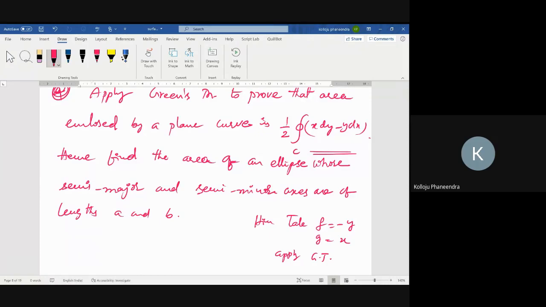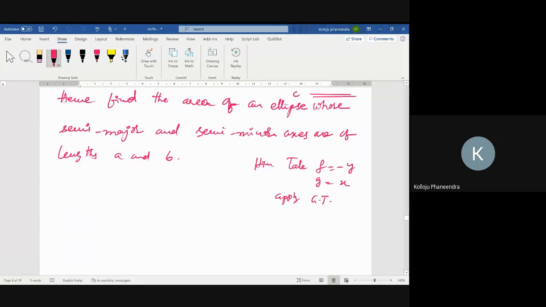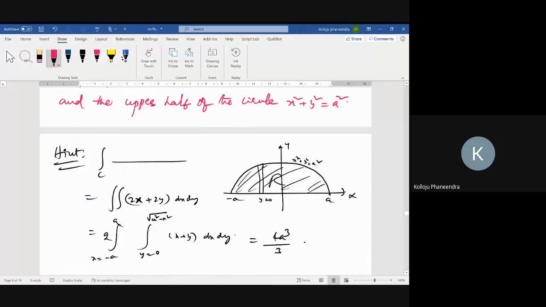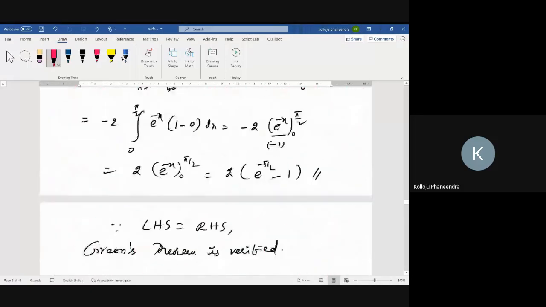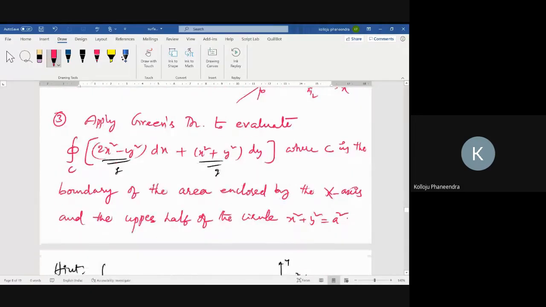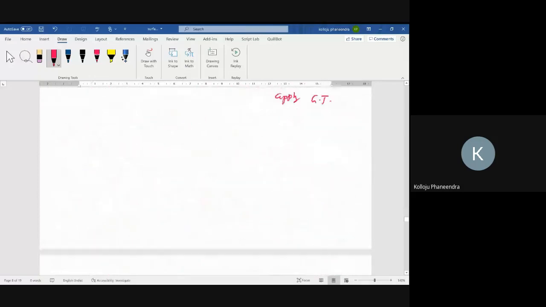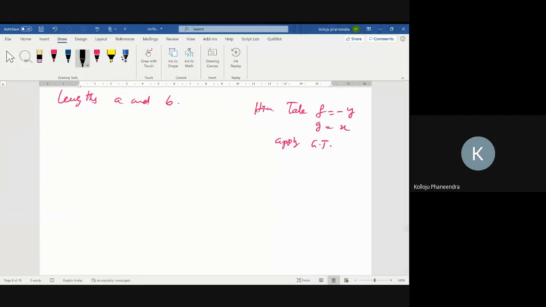Okay, next. With this, Green's theorem is finished. Any doubts? More problems are there, but they are similar problems. Anyway, I will give a hint for this one.